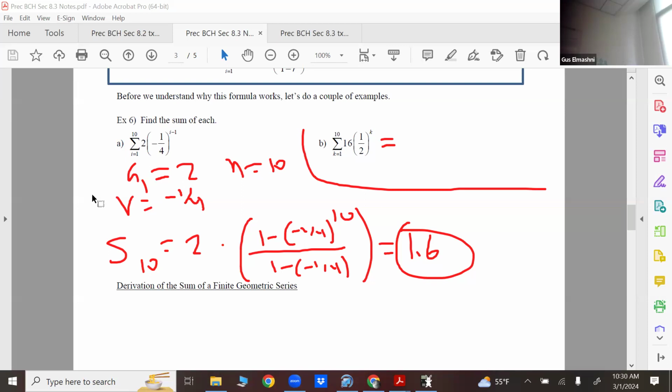And that's what you guys work with in BC next year, when you start doing series, which you're doing right now in their class. Talk about convergence. Likewise with this one too.